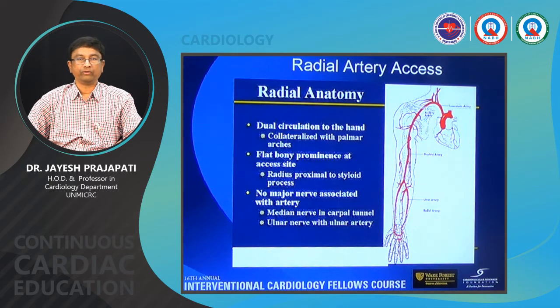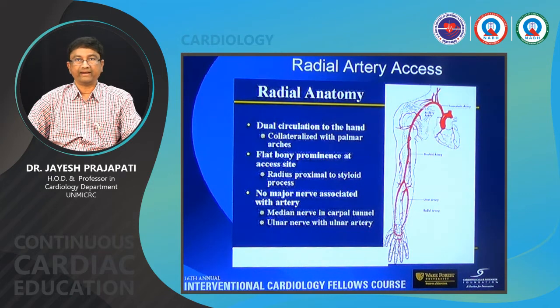You get very good body support and a very collateralized artery, and of course one thing is that there is no nerve around. The disadvantage of ulnar is that there is an ulnar nerve around. It's a little bit deeply seated artery, and compression is a little difficult. So that's a disadvantage of ulnar.